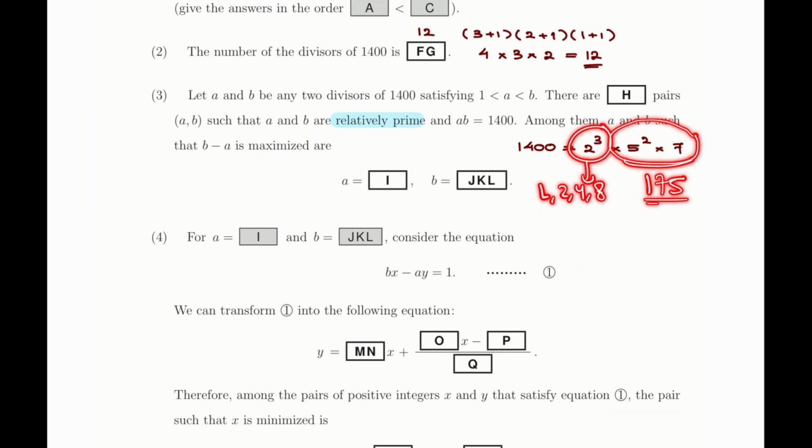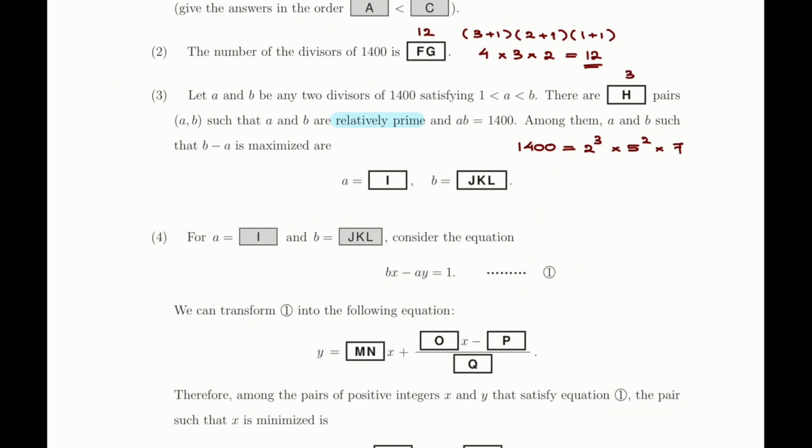So 175 does not have 2, 4, and 8 as divisors. Its common divisor is only 1. So how many pairs of A and B are relatively prime? My answer is 3.